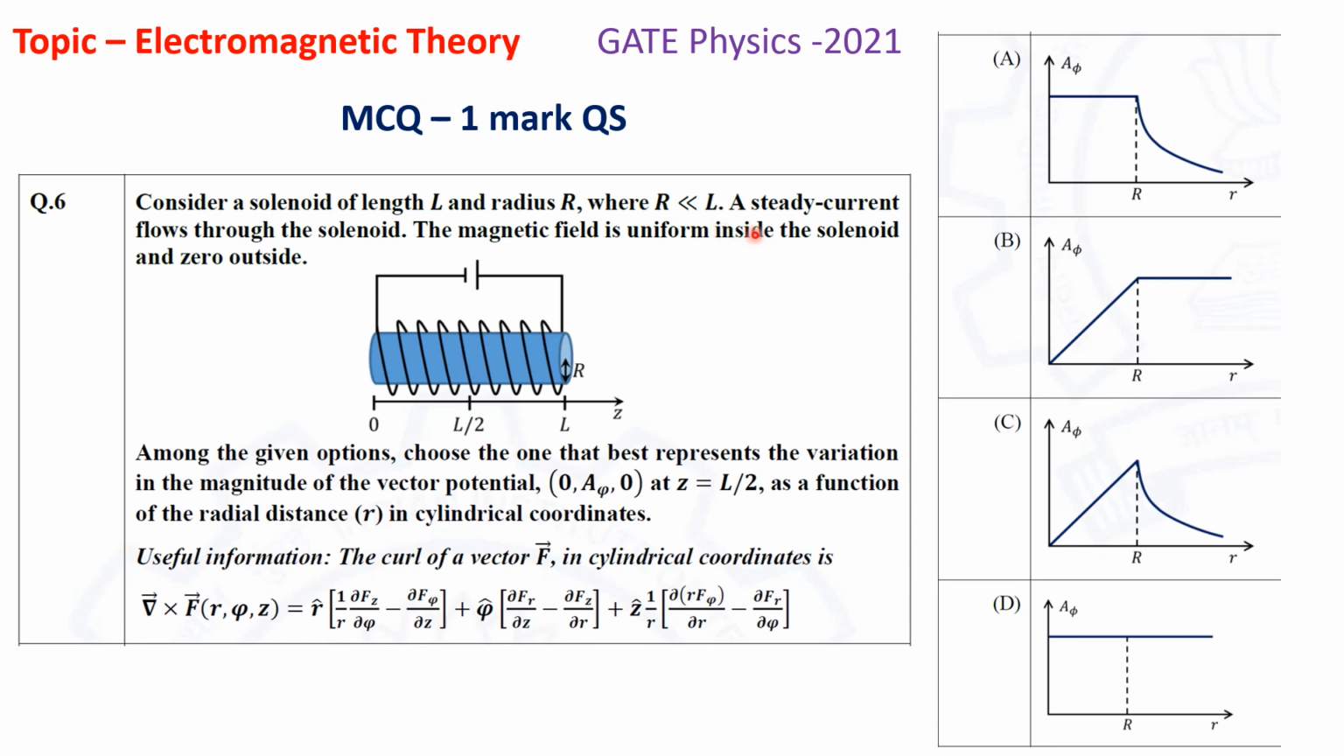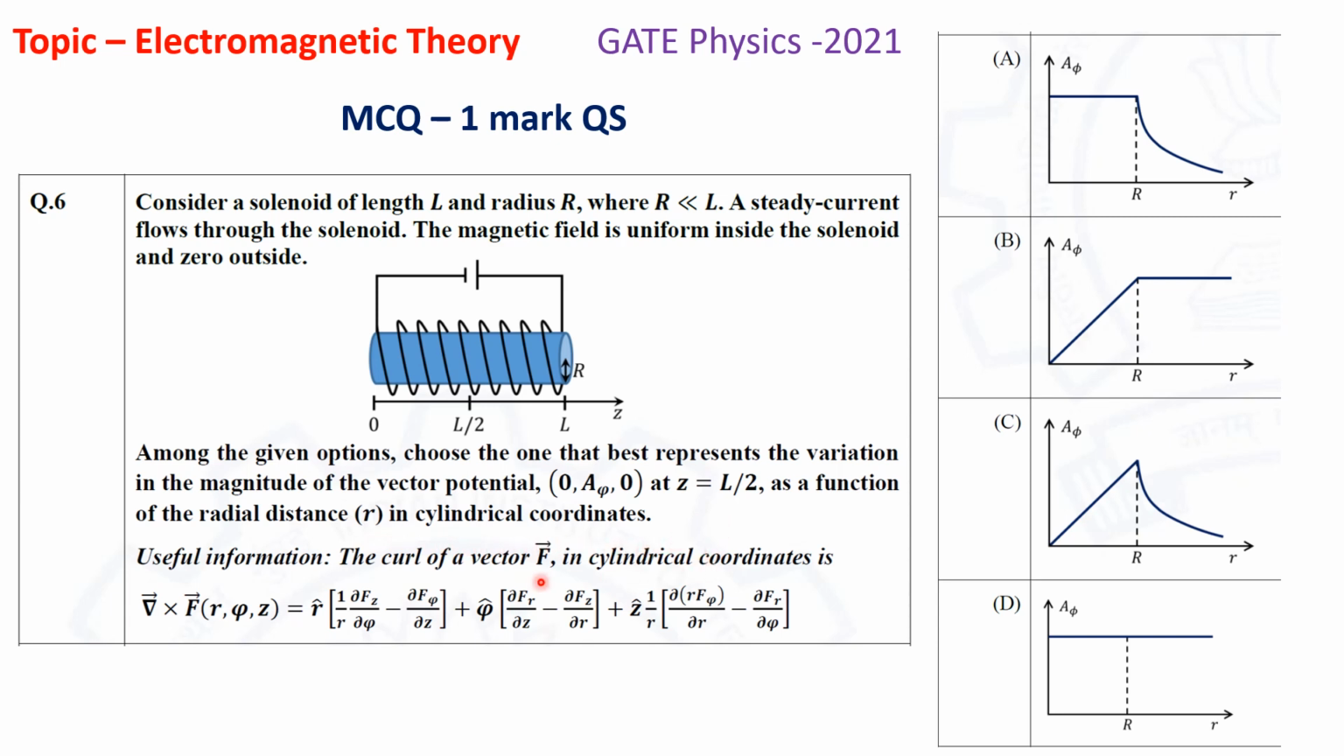L. A steady current flows through the solenoid. The magnetic field is uniform inside the solenoid and zero outside. So this is the schematic we are given. Among the given options, choose the one that best represents the variation in the magnitude of the vector potential A_r, A_theta, A_phi, these are the three components of the vector potential, at z equals L by 2 as a function of radial distance small r in the cylindrical coordinates.